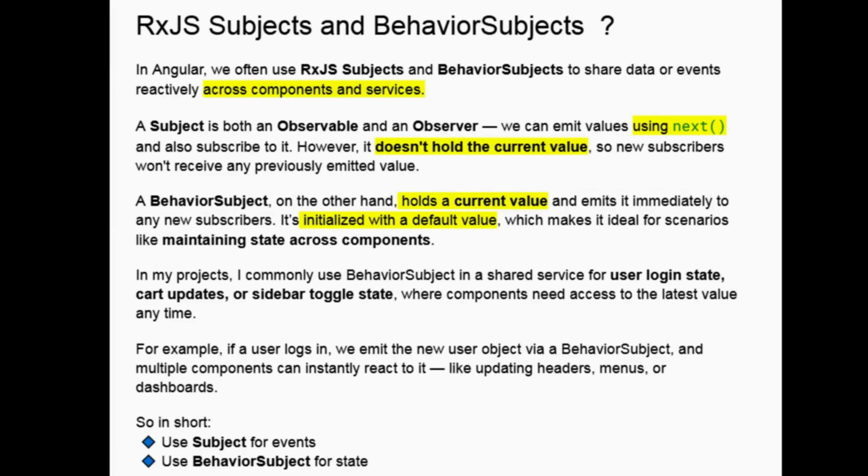In Angular, we often use RxJS Subjects and BehaviorSubjects to share data or events reactively across components and services. A Subject is both an observable and an observer. We can emit values using the next method and also subscribe to it. However, it does not hold the current value, so new subscribers won't receive any previously emitted value.